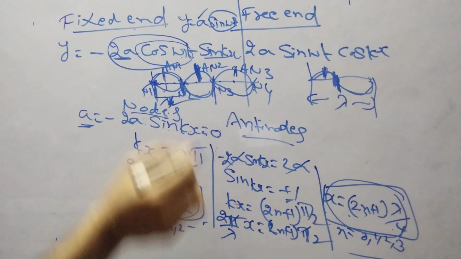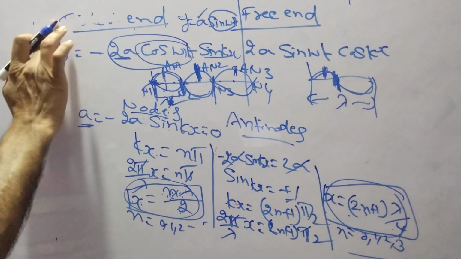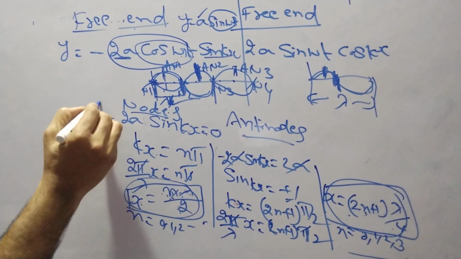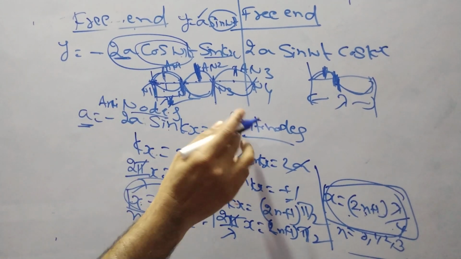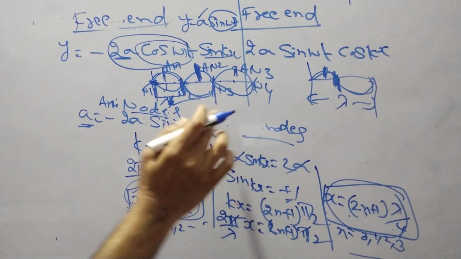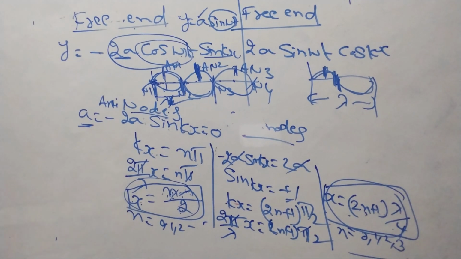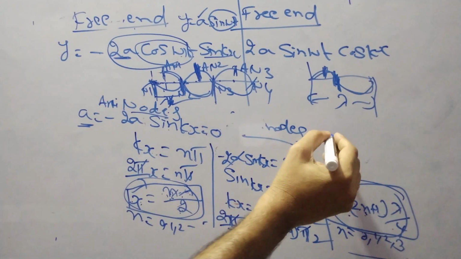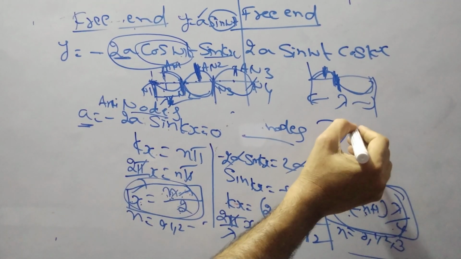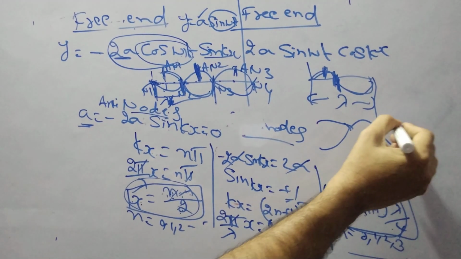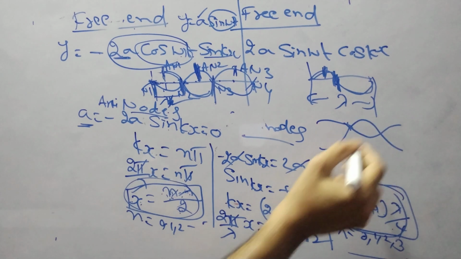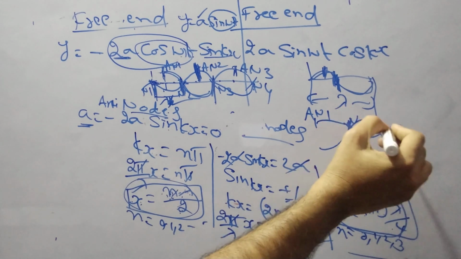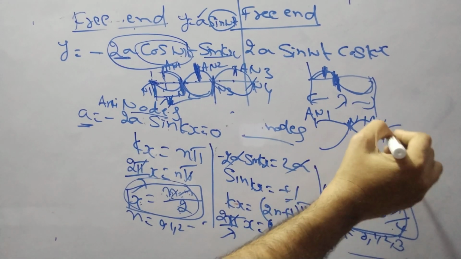These are for the fixed end. If you take the free end here, these values will be reversed. For nodes you have to take the antinode formula, and for antinodes you take the node formula. That is the only difference, because of that minus sign in the equations you got. These values will be applicable because your curve will be like this for the free end. So this is a free end. This is an antinode, this is a node, this an antinode, this a node.